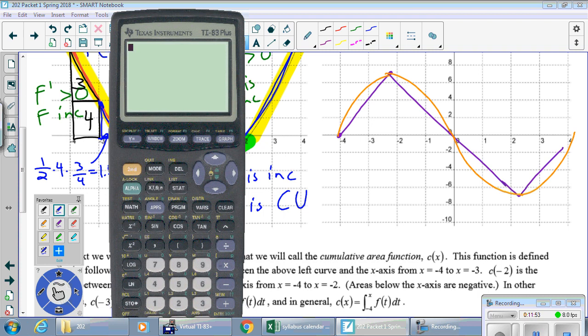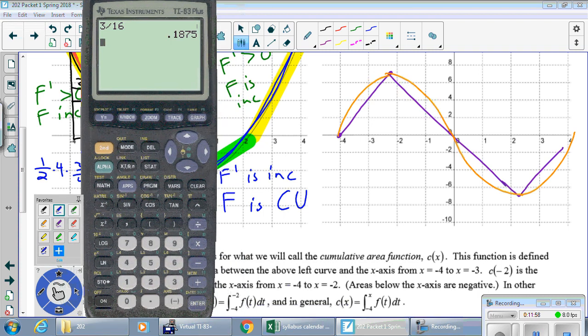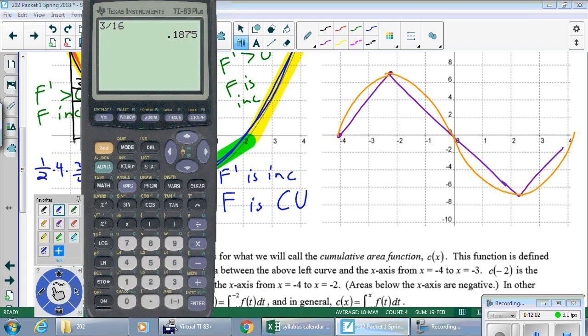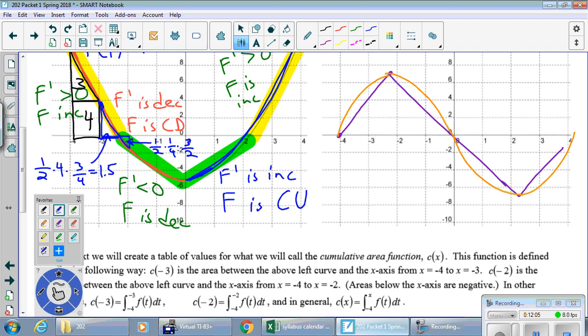So let's get that as a decimal real quick. 3 divided by 16. Let's just call it 0.2. So that's right around 0.2, except it's below the x-axis. That little triangle counts as a -0.2. So then the net area we gain there is the 1.5 positive, and then subtract the 0.2 negative that's below the x-axis. So it looks like it's a gain of around 1.3.